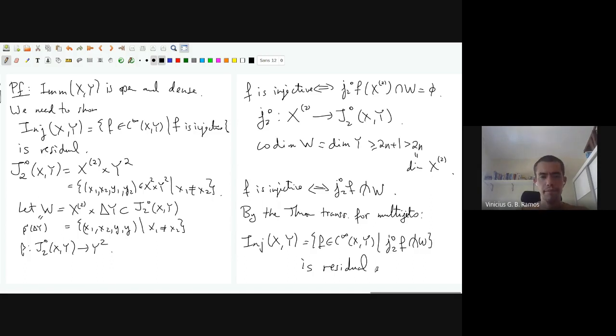Okay. And notice that this W here is never compact. So by the theorem that I stated before, we can never conclude that it's open. I'm not sure. I guess it's a good question whether, if X is compact, this set is open. I think it's true, but we definitely can't apply the theorem that I already stated, because this X^2 here is not compact, is never compact.